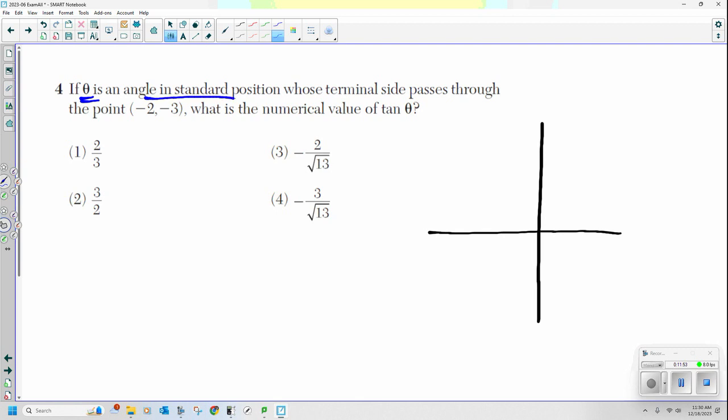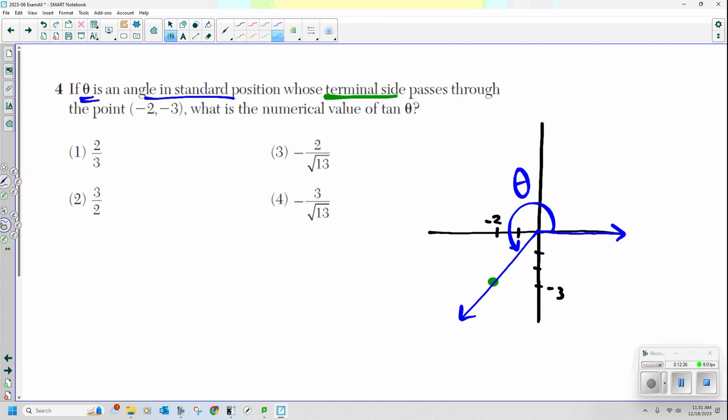That means it starts right here on the x-axis, and it goes to the point -2, -3. So if I go 1, 2, here's -2. Here's -3. So this point right here, this coordinate, the terminal side or the ending side goes through that point. This angle that I'm drawing, that's angle theta. All right?